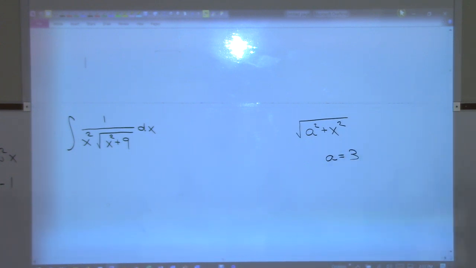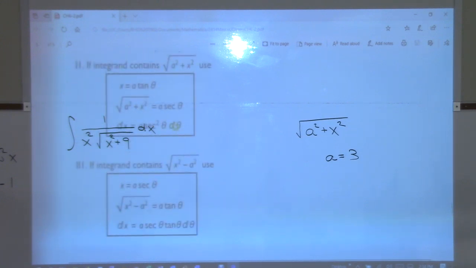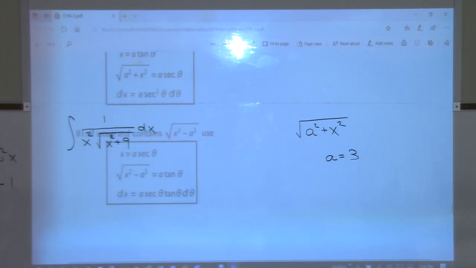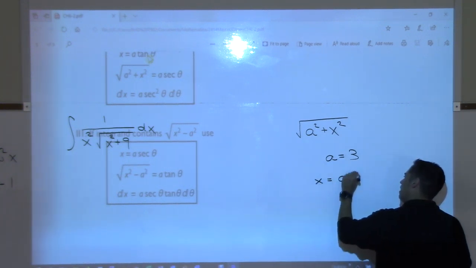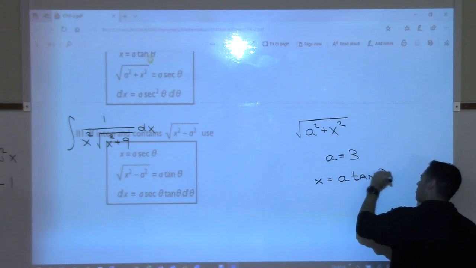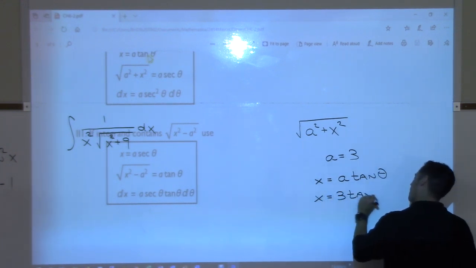Now, what is the trig sub that we do? So I'm going to go to my little formulas. And there it is. I have to leave it up top here so you can see it. If we see the square root of a squared plus x squared, then we're going to make the substitution x is equal to a tan theta. So here's my trig sub. But a for us was what? 3. So we are going to make this substitution.